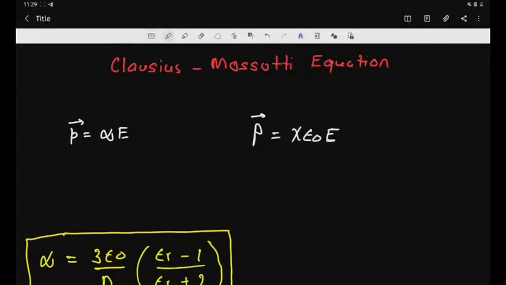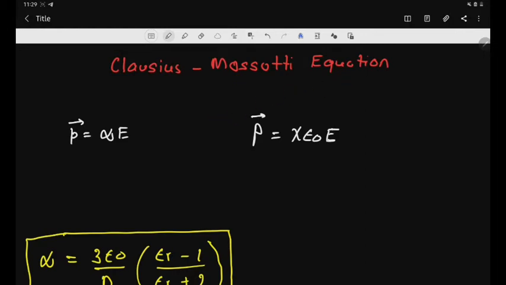Welcome to this next class of Dielectrics, in which we are going to see some remaining part of the chapter Dielectrics. In this class, we are particularly going to see the Clausius-Mossotti equation.